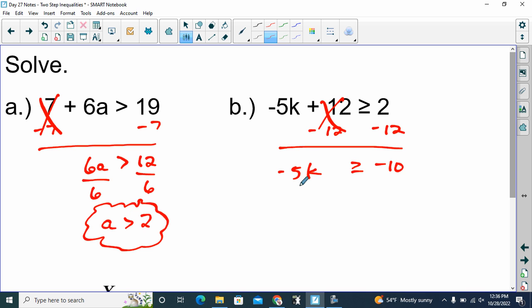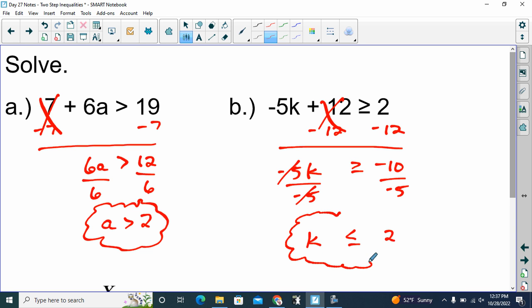Negative 5 times k. We divide both sides by negative 5. Negative divided by negative is positive. 10 divided by 5. And what matters is the number we divided both sides by. We divided both sides by negative 5. Yes, we flip our inequality this time. K is less than or equal to 2.